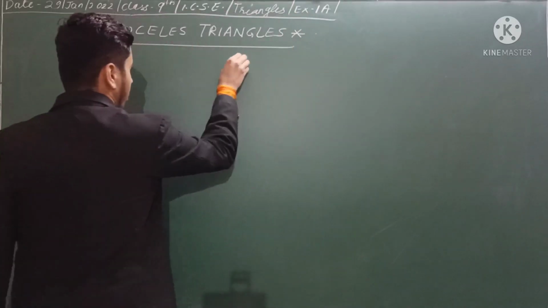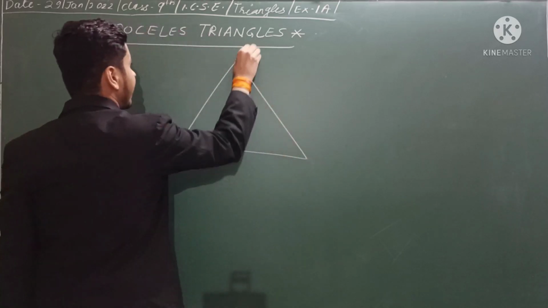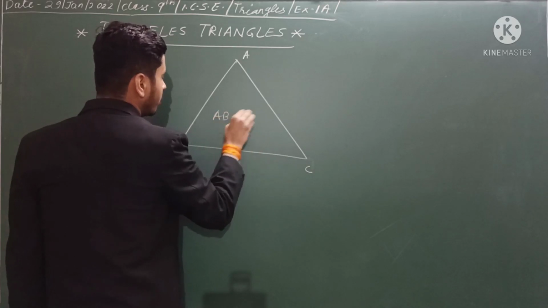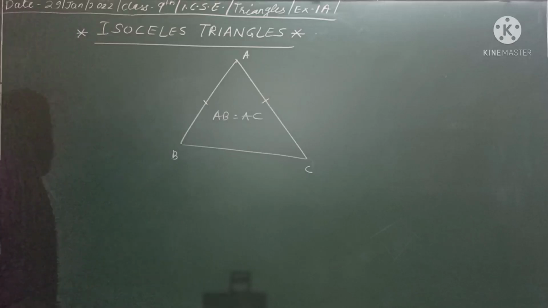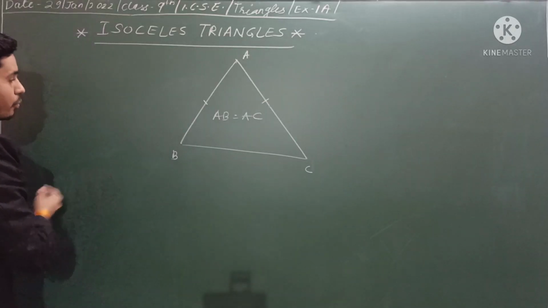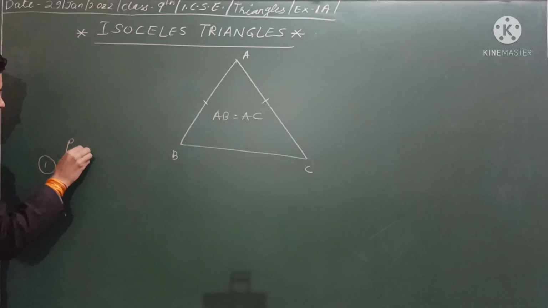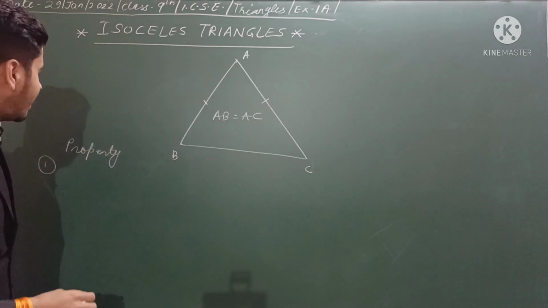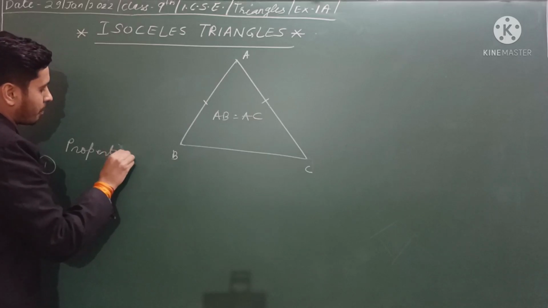So, drawing the simple diagram of the isosceles triangle. This is a triangle ABC to consider, where AB is equal to AC. That means this side is equal to this side. So this is the diagram of an isosceles triangle. And what does the property say? I am going to just share the properties, as the proof of these properties need not be taught as per the syllabus. So you just try to understand what its properties are.